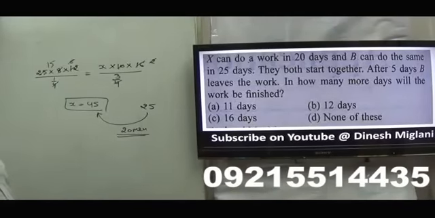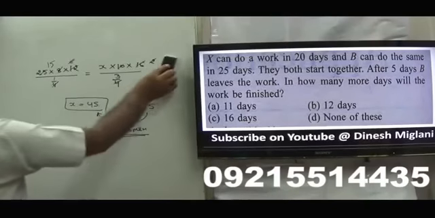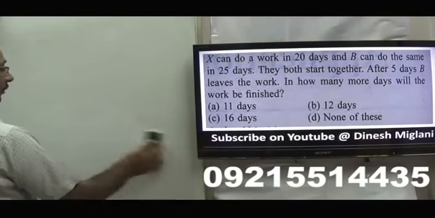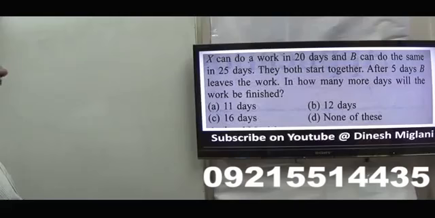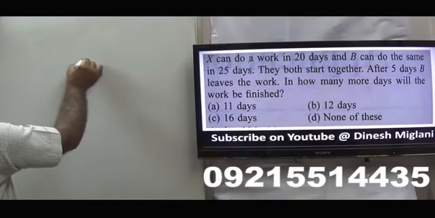Let us take the next problem here. X can do a work in 20 days. B can do the work in 25 days. They both start together. After 5 days, B leaves the work. In how many more days will the work be finished? If you go with the total work approach, take the LCM of 20 and 25, that is 100. So let us say total work is 100.